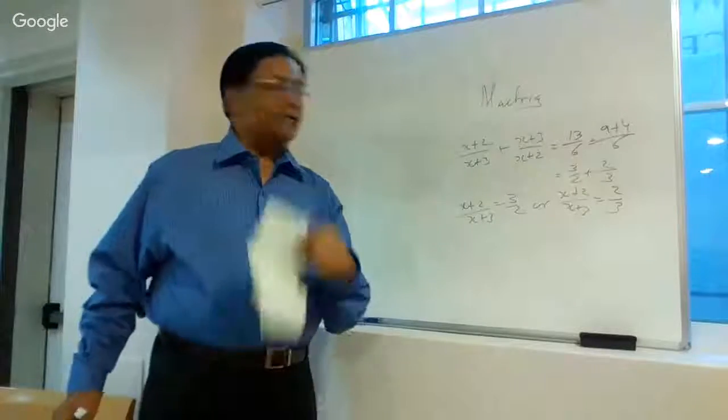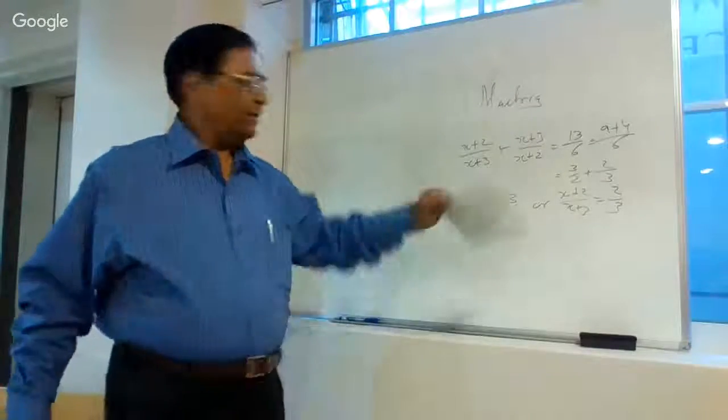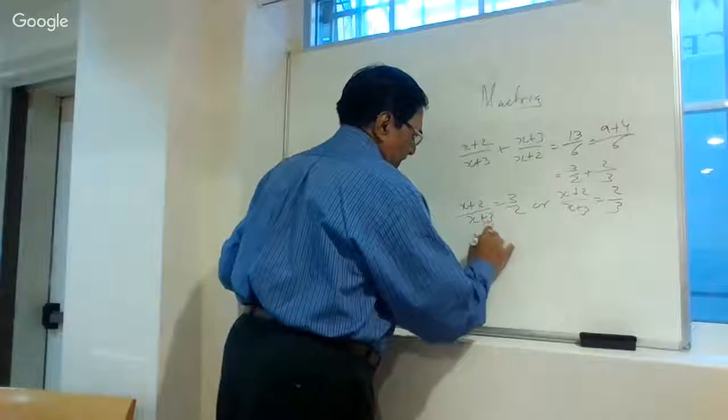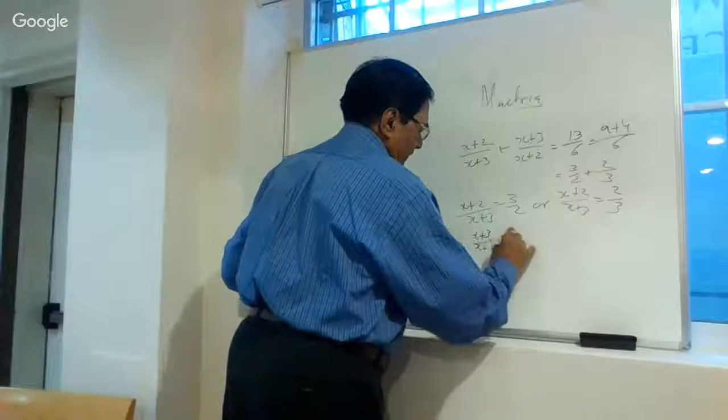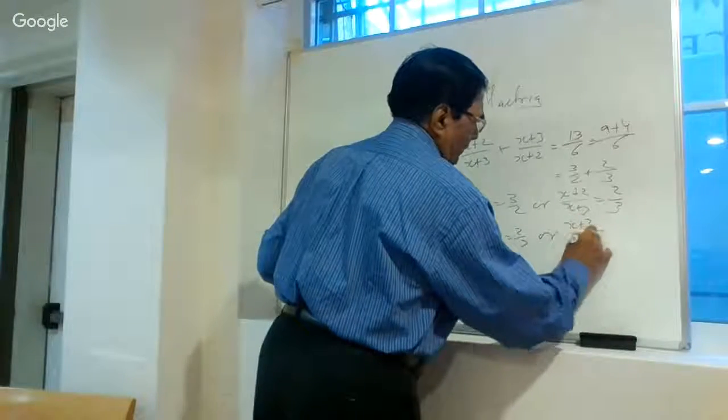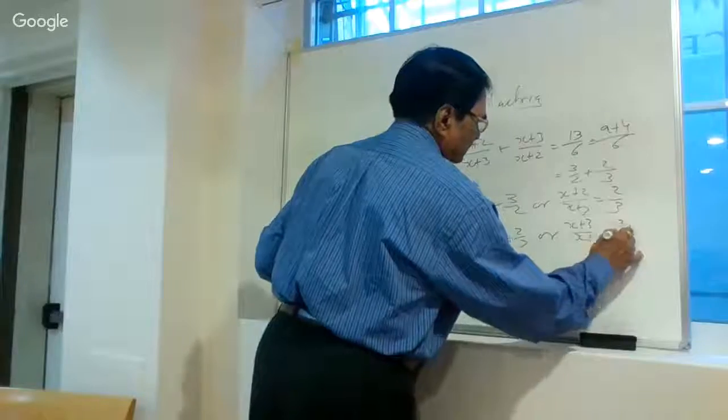Now if you invert it also, take its inverse, it will be x plus 3 by x plus 2, which is 2 by 3, or x plus 3 by x plus 2, 3 by 2.